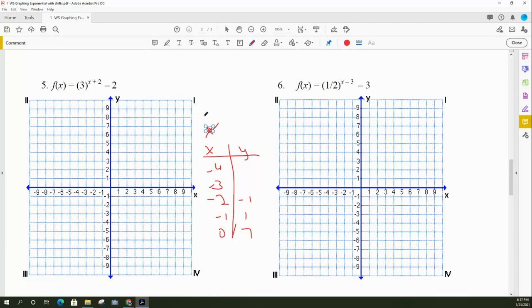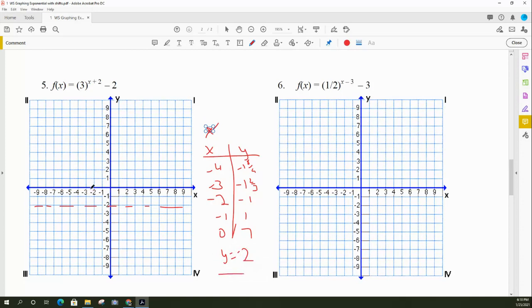1/3 minus 2 is -1 2/3. Plug in -4, you get 1/9 minus 2, which is -1 8/9. So my horizontal asymptote is at -2. Write that y equals -2.